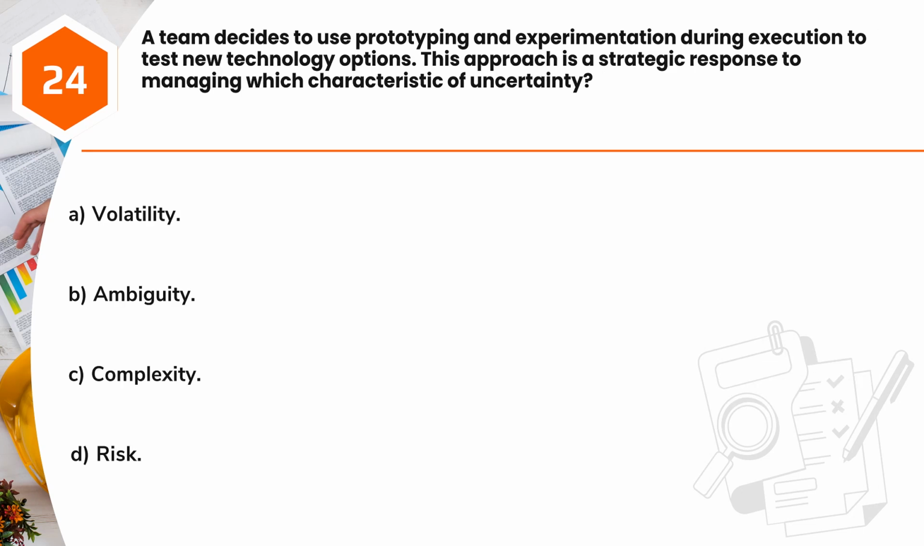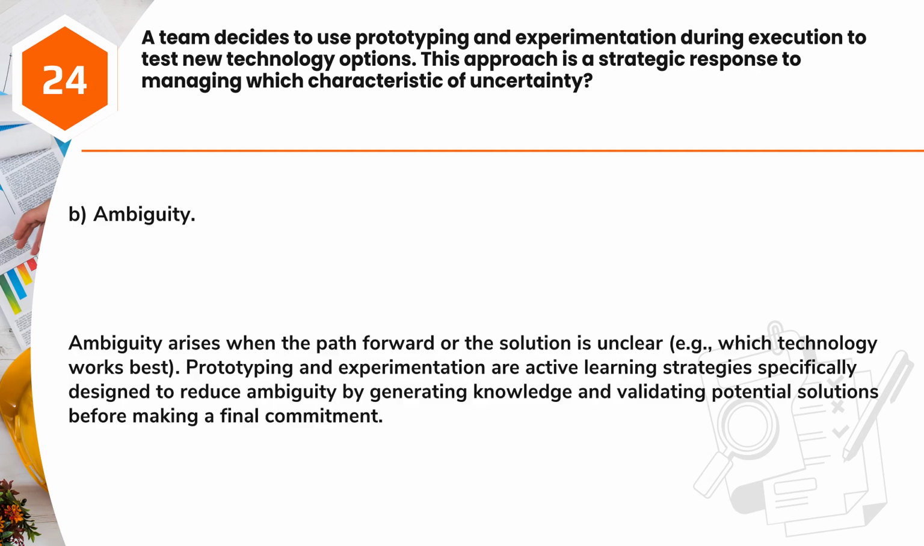Question 24. A team decides to use prototyping and experimentation during execution to test new technology options. This approach is a strategic response to managing which characteristic of uncertainty? A. Volatility. B. Ambiguity. C. Complexity. D. Risk.